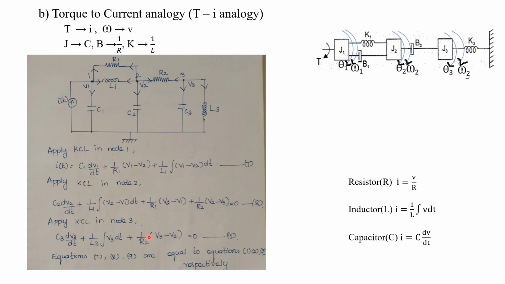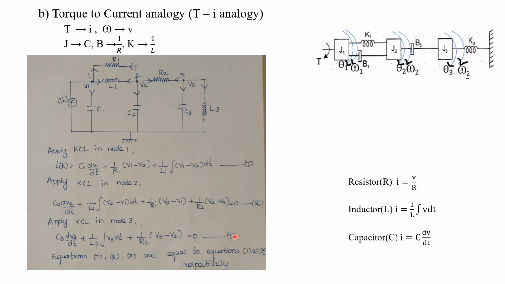So 1 by R2 into, what about the voltage drop across this R2? Now we are writing the equation for node 3, so we have to assume this current direction. It is flowing from node 3 to node 2. So V3 minus V2. That is equal to 0.